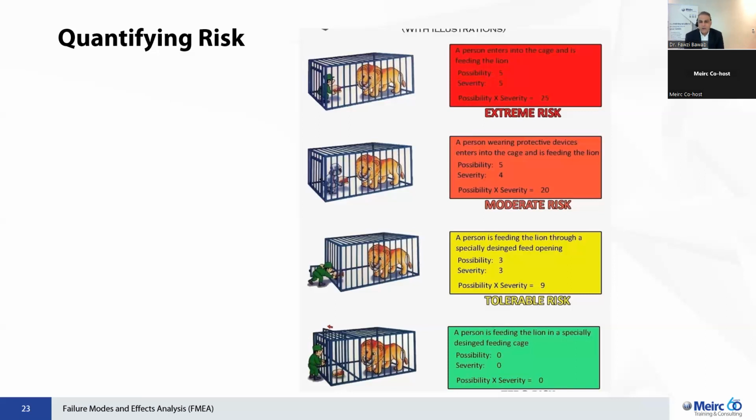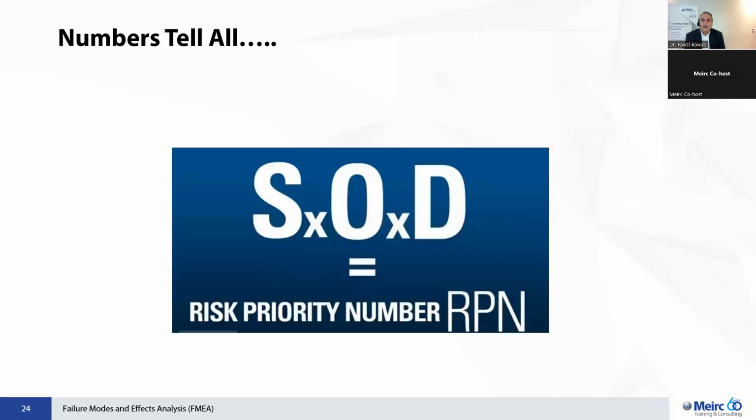And if you think here of the moderate risk, where we start to give the person some protective devices, you might reduce the severity, but not the probability. And as you move out, the possibility is less, severity is less. And then if you see the green one, you can see here that we might eliminate the whole risk. The possibility of reaching the person is minimal. That's why it's zero, and then the severity is zero. So this is where we take the approach where we quantify the risk by looking at the numbers.